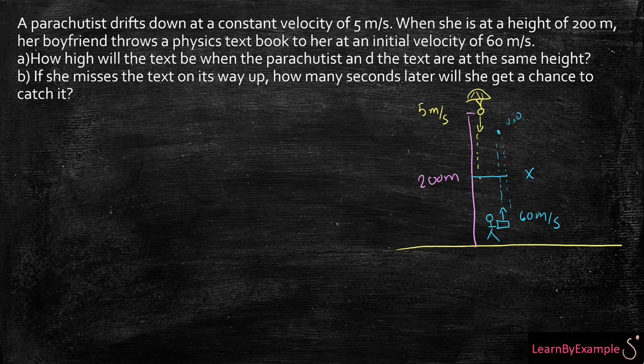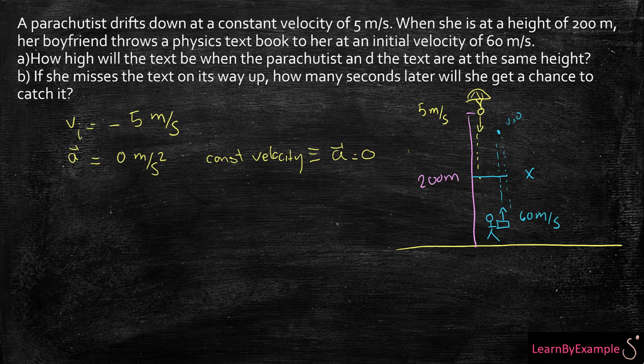So let's see what I have in terms of data for my parachutist. My parachutist is going down at 5 meters per second, so I'm going to include the negative sign here. The acceleration for my parachutist is 0 meters per second squared because we are ignoring the gravitational constant of Earth, and because of the parachute, the parachutist is going to come down at a constant velocity, and constant velocity always means 0 acceleration.